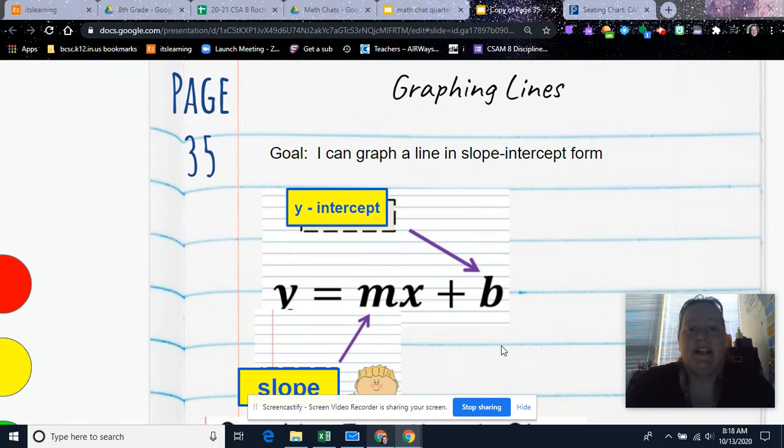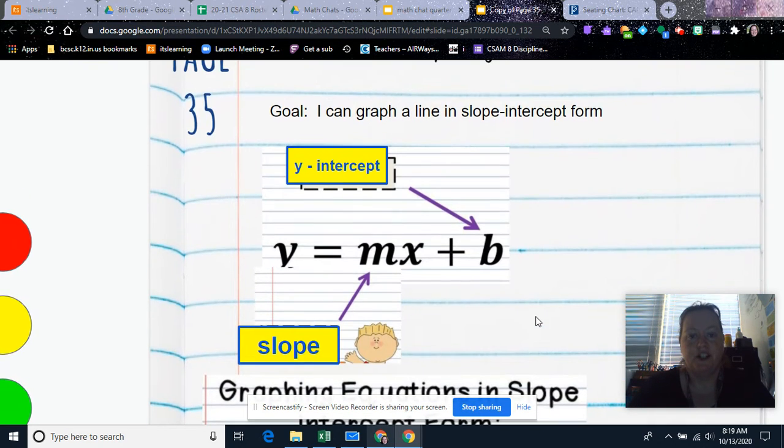Hi, I would like to take a few minutes to get you started on pages 35 to 37 in your notebook. So if you haven't already, pause this video, go to It's Learning, sorry about the bell, and copy and paste pages 35 to 37 in your notebook that we started at the beginning of the year. And then you will be able to edit.